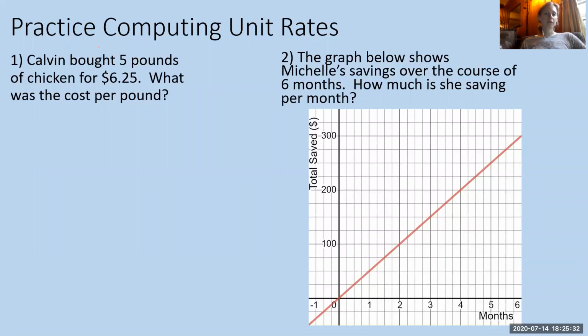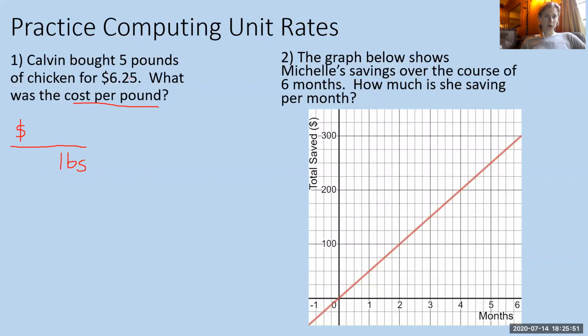So number one, Calvin bought 5 pounds of chicken for $6.25. What was the cost per pound? So cost per pound, that means we want to compare the cost to the number of pounds.